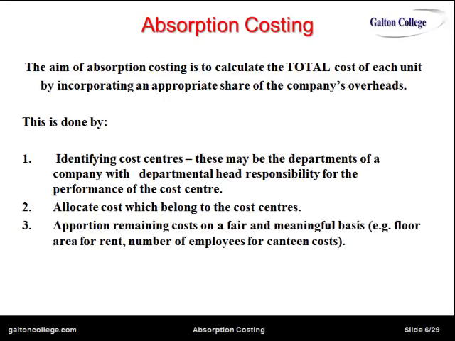So apportion the remaining costs on a fair and meaningful basis. For example, you could use floor area to allocate the rent. So the whole organization has to pay rent for the premises. How much should the production department pay for rent? Well, look at the floor area used by the production people and express that area as a percentage of the whole area and apply it to the invoice, apply it to the bill.